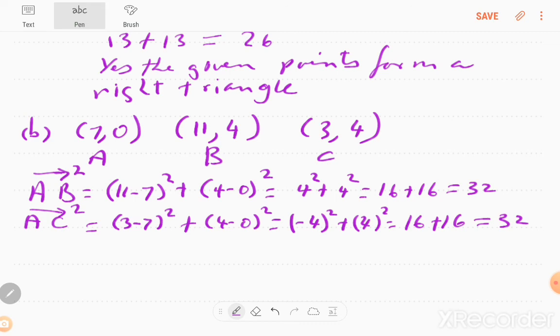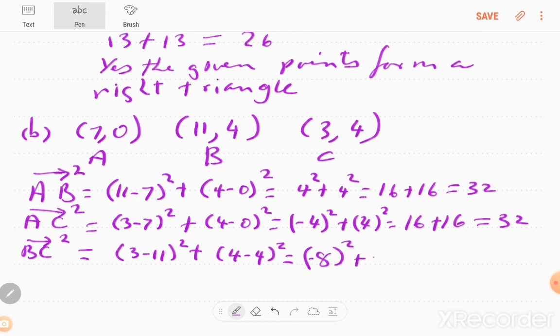And then finally we can do B to C squared. So B to C would give us the difference between the x values, 3 minus 11 squared, plus 4 minus 4 squared. So this is negative 8 squared plus 0 squared, which would be 64.